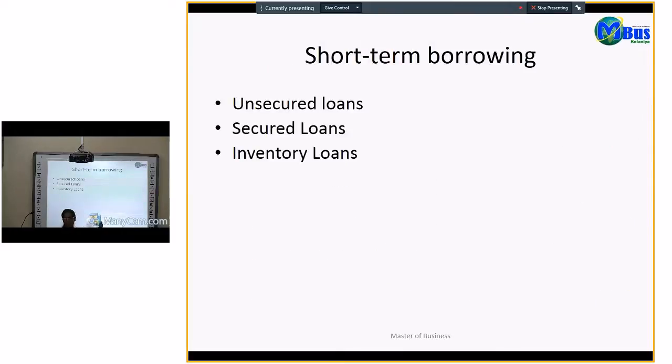So unsecured loan, you don't have to put any collateral, right, to get this loan. Secured loan, you might have to show some assets as collateral to get the loan. Inventory loans, in order to purchase their inventories, raw materials, sometimes other materials that they use for production, they have to get loans. Those are called inventory loans, right?